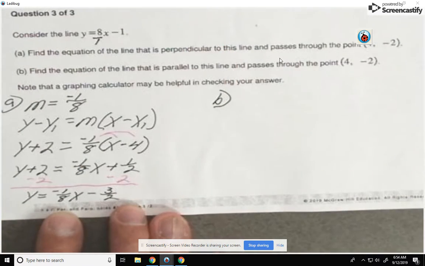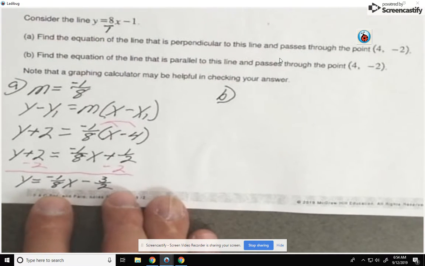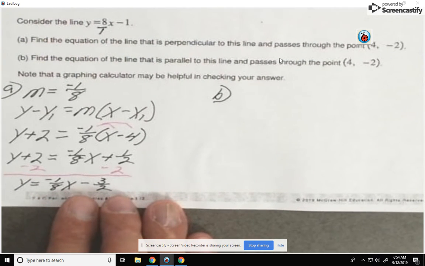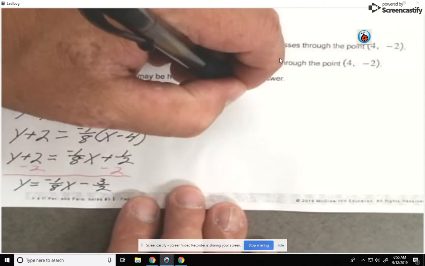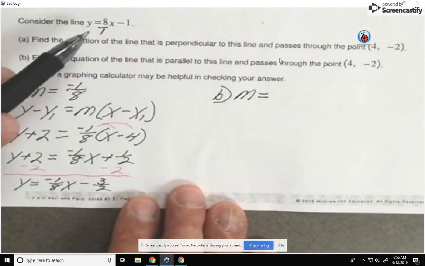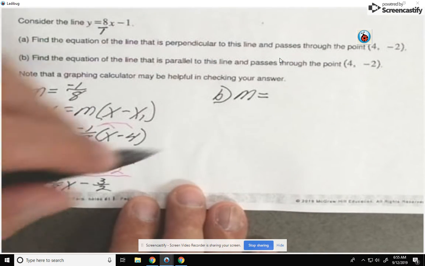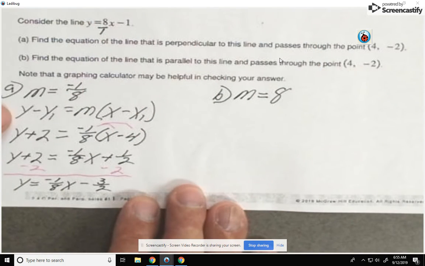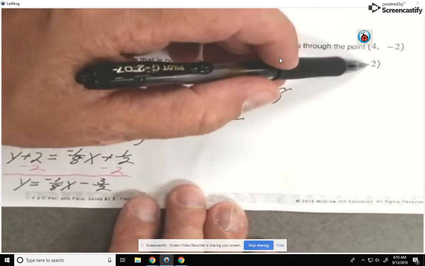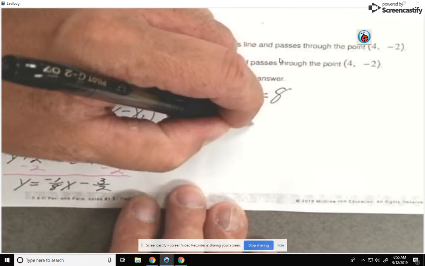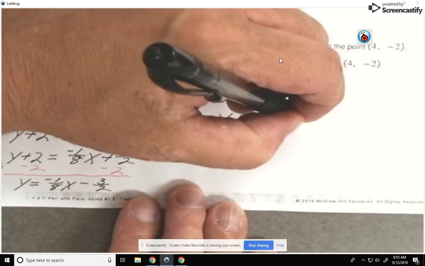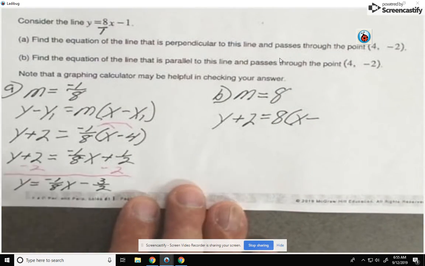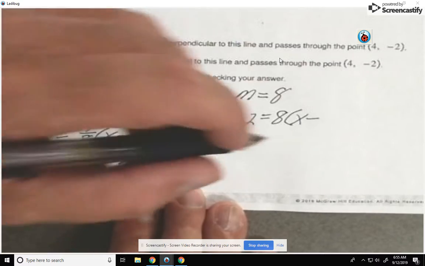Question B says, find the equation of the line that is parallel to the line that passes through the point. Okay, so we're going to do essentially the same steps. So to start out, our slope, we know, is the same as the slope in our original equation, which is 8. We start with our point-slope form of the equation. So we have y minus a negative 2, so it will become plus 2, equals our slope, parenthesis, x minus the x of our point, which again we're given as 4.